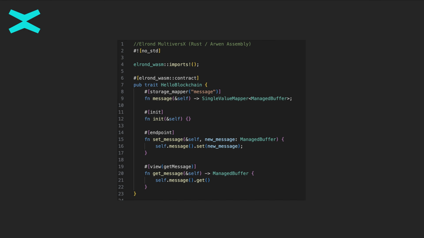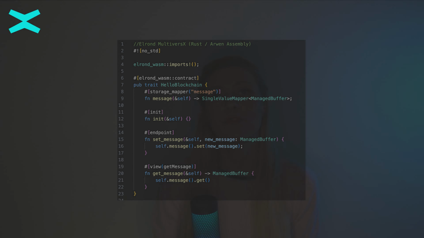We should also mention Elrond, MultiversX, which supports high-performance smart contracts written in Rust or Arwen assembly. It's ideal for applications requiring speed and scalability like DeFi or NFTs.